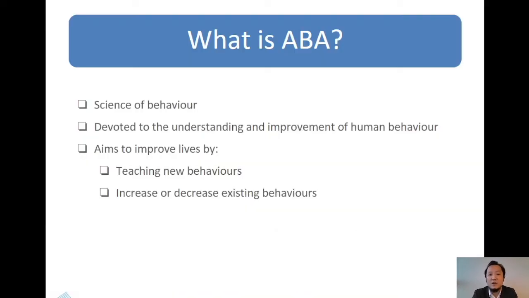What is ABA? ABA is the science of behavior. It's devoted to understanding and improvement of human behaviors. We aim to improve lives by teaching new skills, new behaviors, and to increase appropriate behaviors and to terminate or decrease existing inappropriate behaviors. Now, ABA is a scientific approach to understand behavior. There's an empirical approach in which we emphasize on observation and experience. It is a training method with focus on behavior changes and how it affects in relations to one's environment.